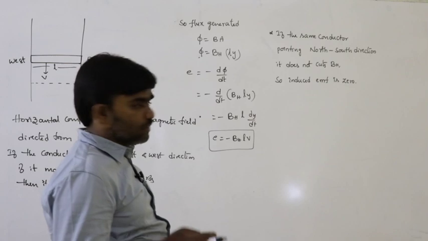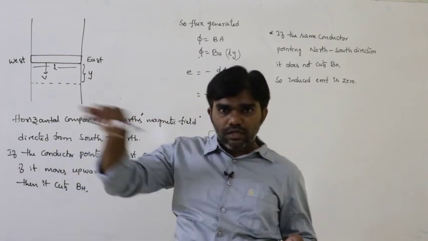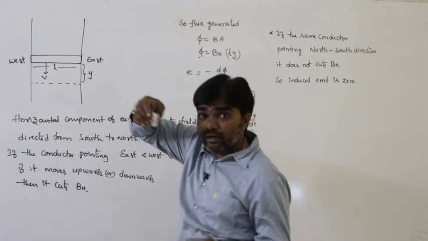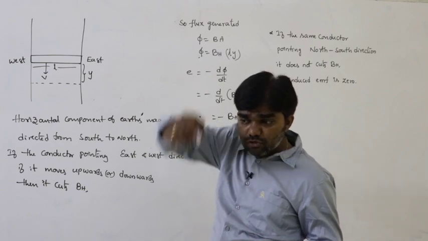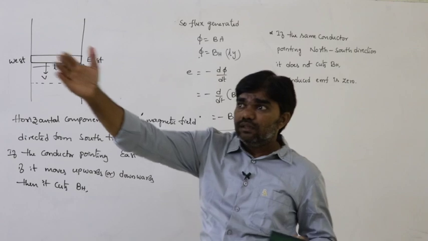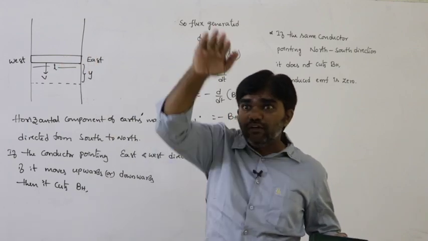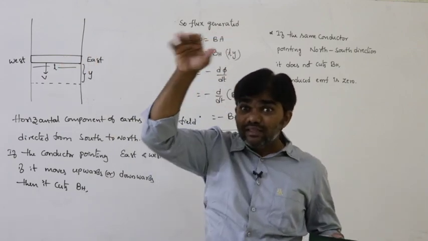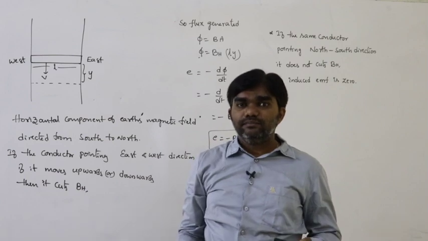If the flux is 0, the induced EMF is also 0. So you have to assume east-west and north-south. The conductor here is pointing towards east-west. Then it moves downwards or upwards in the vertical plane, because this is the direction of BH. If the conductor moves upwards or downwards, then it cuts the magnetic field.